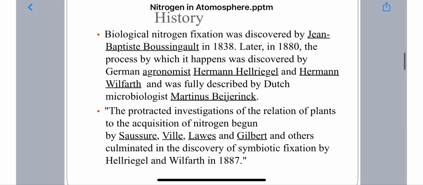Now let's talk about the history. Biological nitrogen fixation was discovered by Jean-Baptiste Boussingault in 1838, and later, in 1880, the process was described by the German agronomist Hermann Hellriegel and Wilfarth, and the Dutch microbiologist. There was also investigation of plants' nitrogen by Saussure, Lawes or Gilbert, and the discovery of symbiotic fixation by Hellriegel and Wilfarth in 1887. So this was the main result that came through at the starting point of the history.